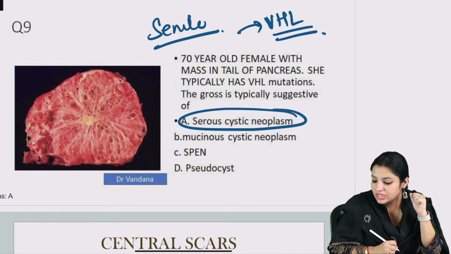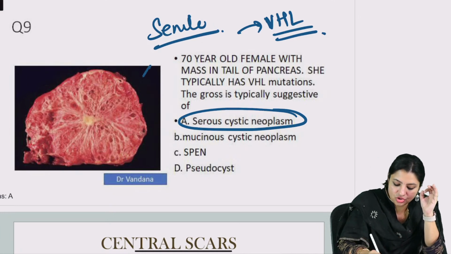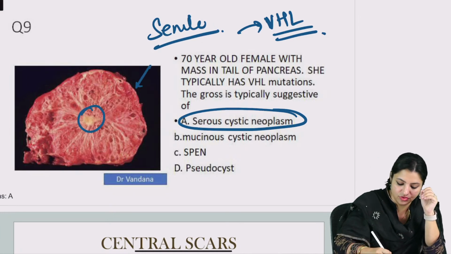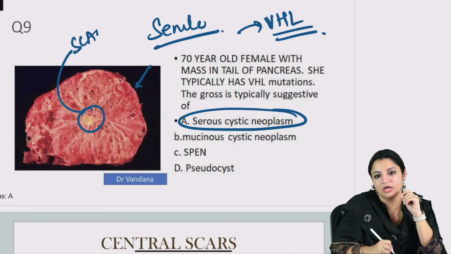So it has to be serous cystic neoplasm, which you should remember. And if you remember serous cystic neoplasm, there is a very characteristic picture of it. This tumor has a central scar. If you see, there is a scar in the center, and around that there are small honeycomb structures.